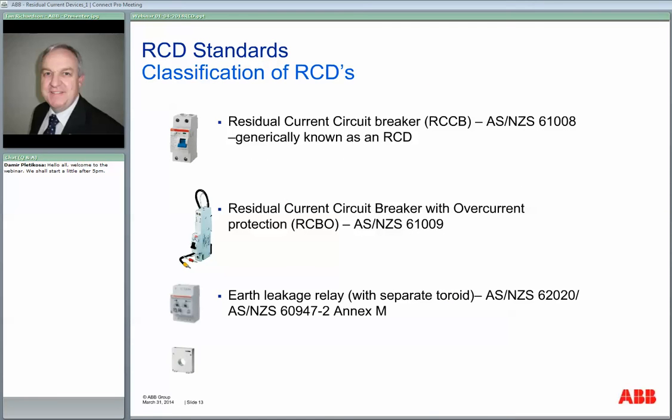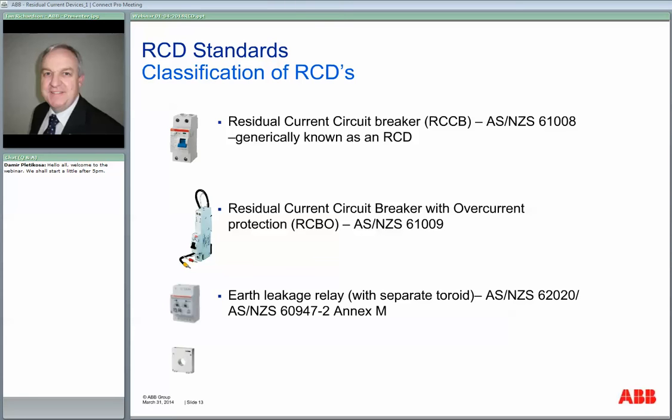There's a number of standards that relate to RCDs, RCD being a generic term. We've got the residual current circuit breaker, which is correctly known as an RCCB. That's covered by AS61008. And people often refer to these generically as an RCD, but it's not actually correct, because RCD is the overall family of all residual current devices.